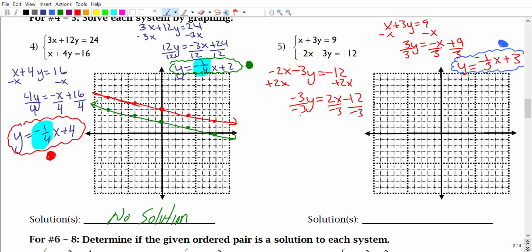Divide everything by negative 3. We get negative 2/3 x plus 4. Okay. So again, if you want to start to gain a little bit of conceptual understanding here, guys, or just to kind of be ahead of the game and get a solid understanding of this, look at your slopes, or just analyze the graphs.